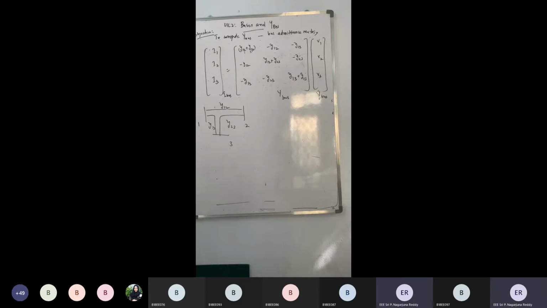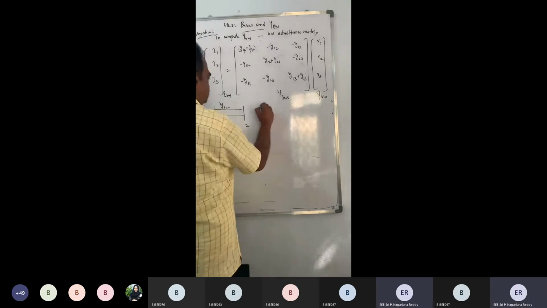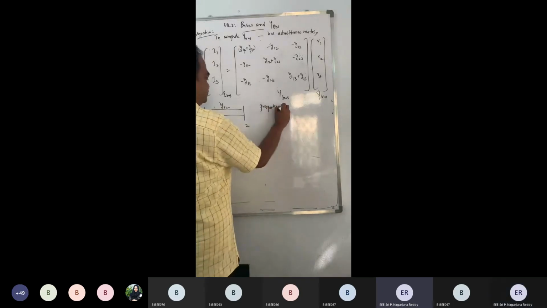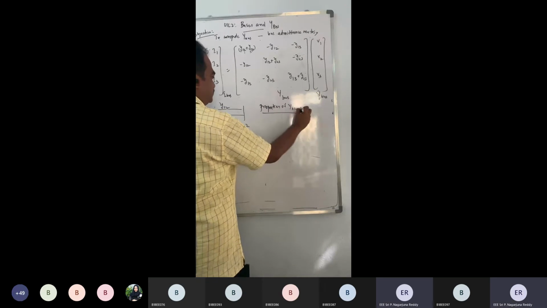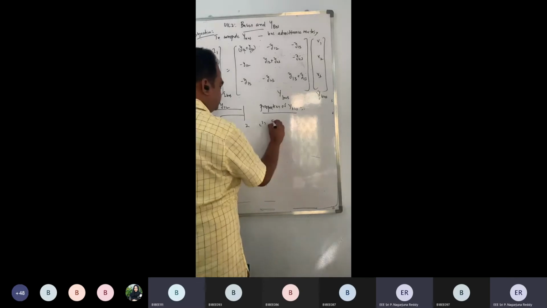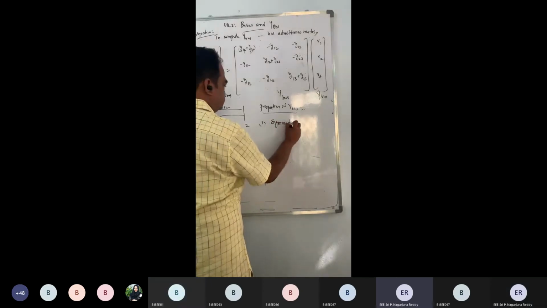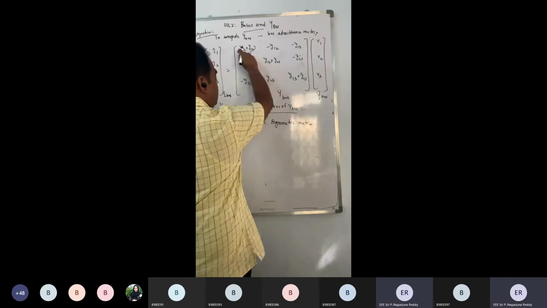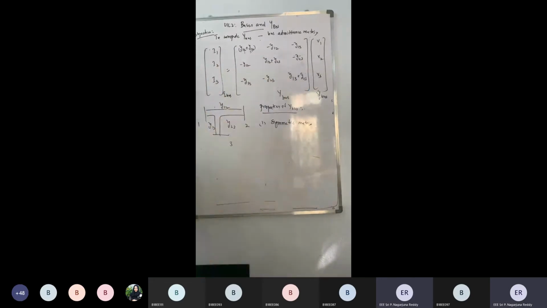So now, what are the properties of Y bus matrix? Can anybody say after observing this? What are the properties of Y bus matrix after seeing this problem? What can we infer? Symmetric, sir. Okay, very good. It is a symmetric matrix, isn't it? So if we compute the upper half elements, we can directly write the lower half elements. So that is the biggest advantage of Y bus matrix.